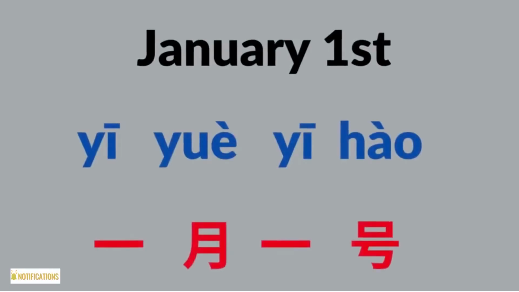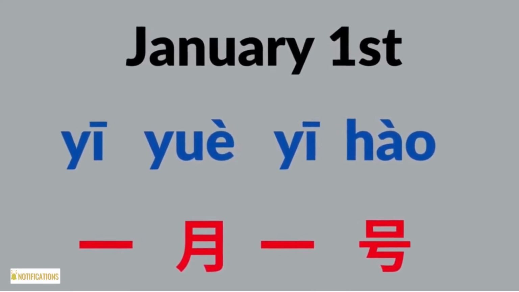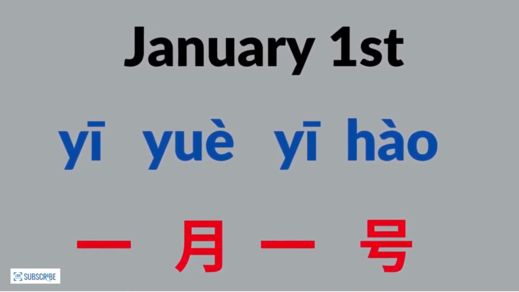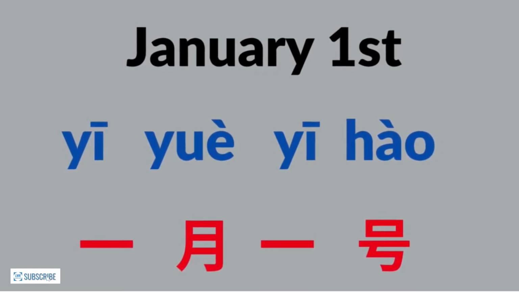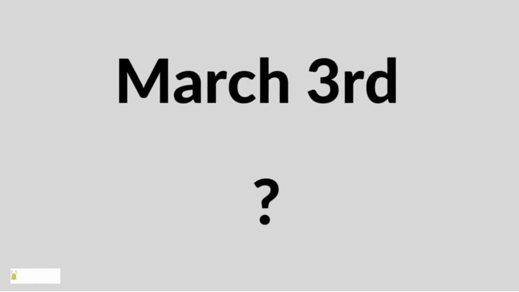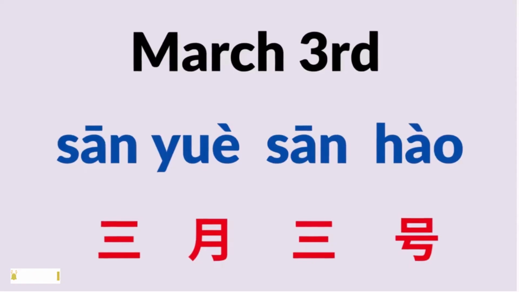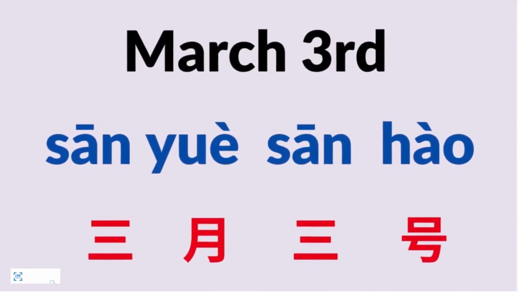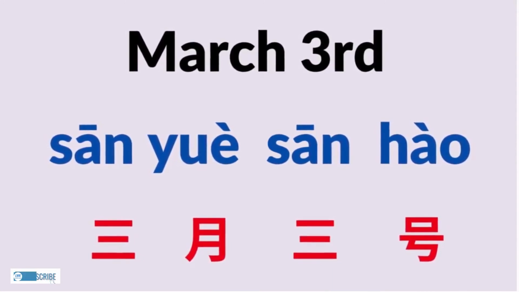Now, how do we say January 1st? Yi Yue Yi Hao. Yi Yue means January. Yi Hao means first. January 1st. Now let's have a quiz. How do we say March 3rd? San Yue San Hao. Isn't it so easy?